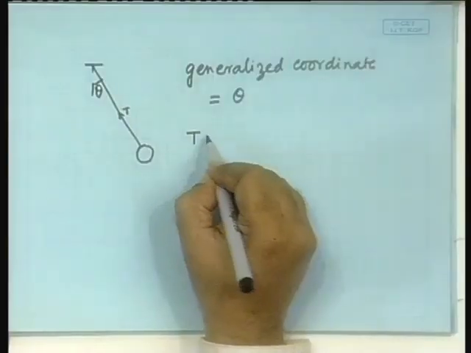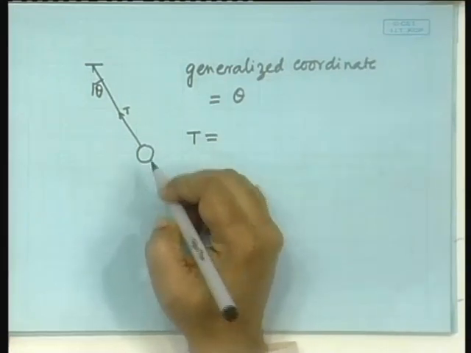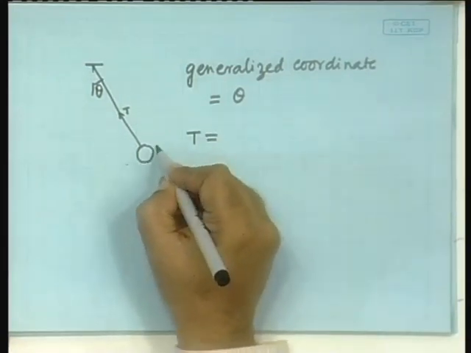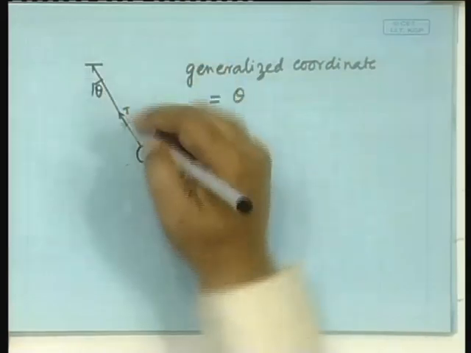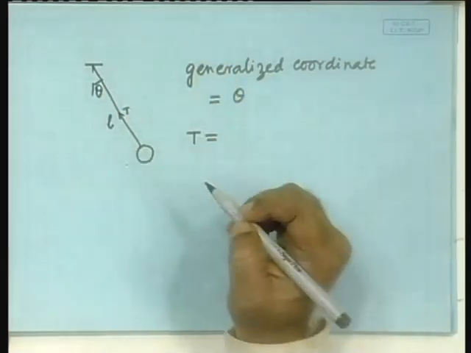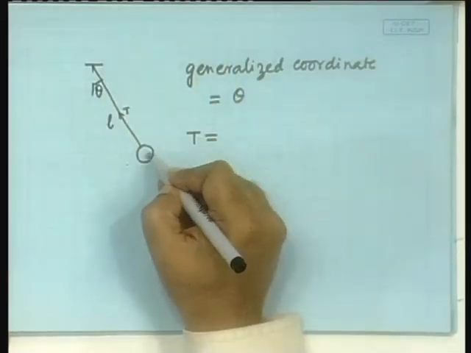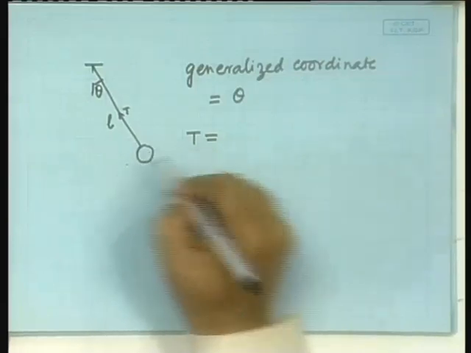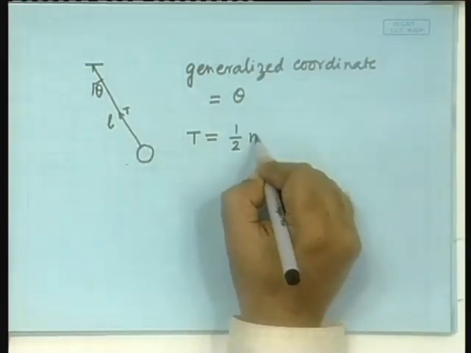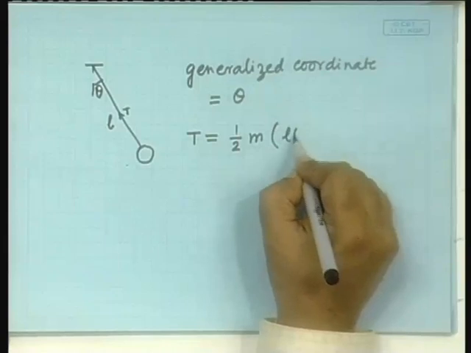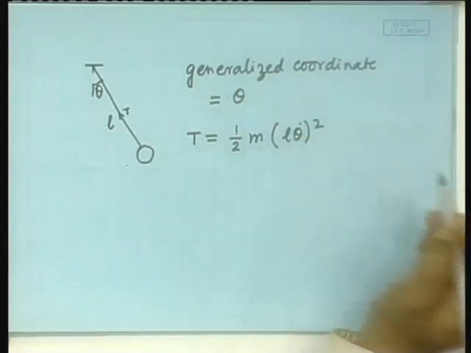Fine. The next step is to obtain the kinetic energy and the potential energy. The kinetic energy is, what is the velocity of this fellow? Say this length is L. So, it is L theta dot is the velocity. So, half m L square theta dot square, clear?